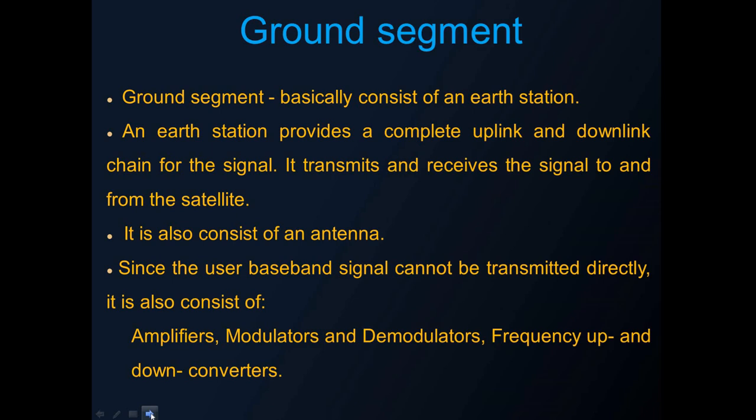First, we will see what is ground segment. Ground segment basically consists of an earth station. Earth station provides a complete uplink and downlink chain for the signal. It transmits and receives the signal to and from the satellite. It also consists of antenna. Since the user baseband signal cannot be transmitted directly, it also consists of amplifiers, modulators and demodulators, frequency up and down converters.